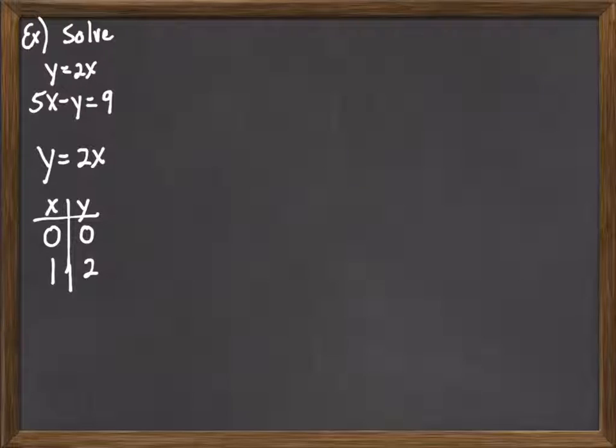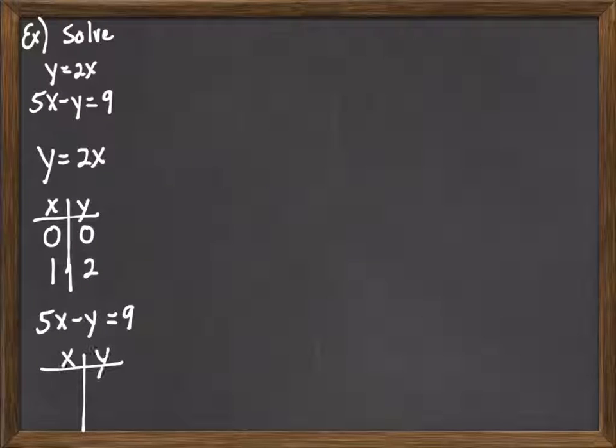So we can begin with the line y equals 2x. Very easily we can plug in 0 for x. We get y is 2 times 0, so y would be 0. We plug in 1 for x, and we get y equals 2 times 1, or y equals 2. So we'd have the points 0, 0, and 1, 2.